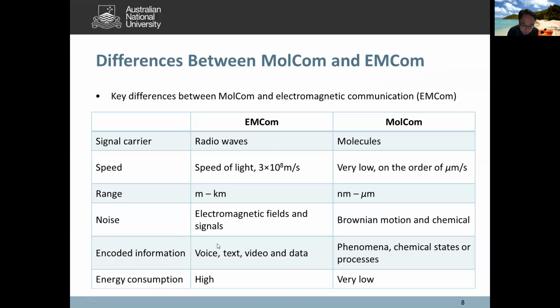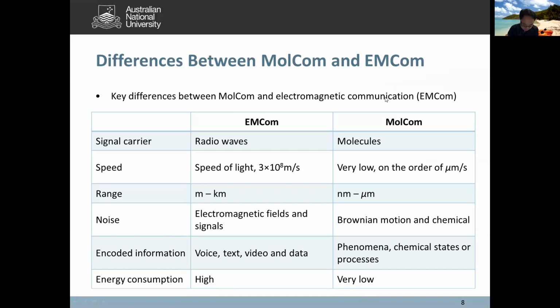receivers. For the encoded information, wireless communication is typically used to encode information such as voice, text, video, and data. But molecular communication is typically used to transmit some chemical state, some phenomenon, and some biomedical or biological processes. Lastly, for the consumed energy, wireless communication consumes a very high level of energy compared to molecular communication, while molecular communication consumes a very low level of energy.